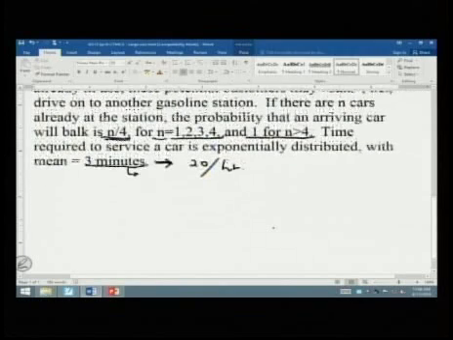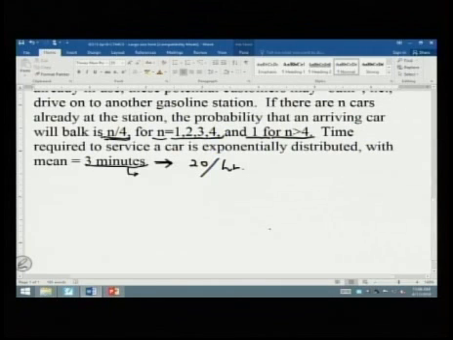So let's draw a transition diagram. If I let each state of the system represent the number of cars arrived at the gasoline station, just like we did in the previous example, then we can draw a transition diagram.